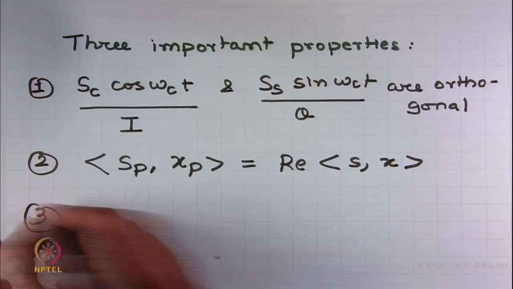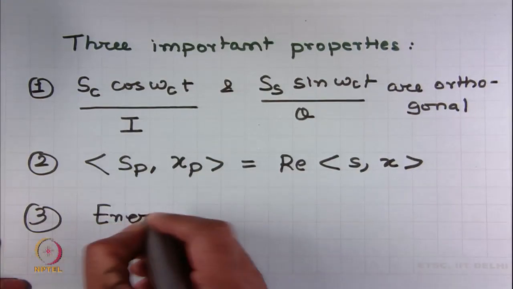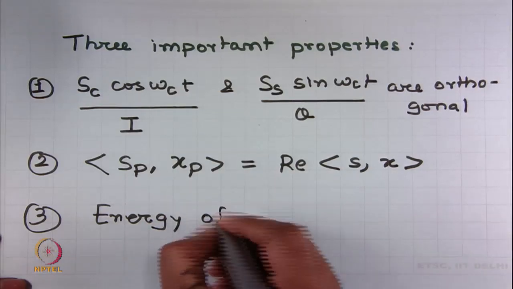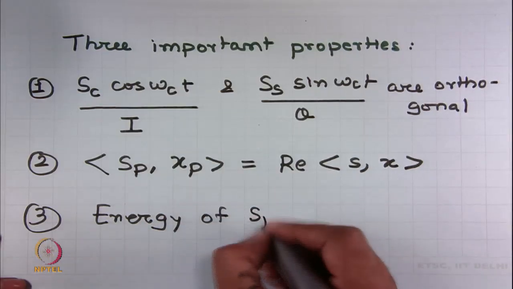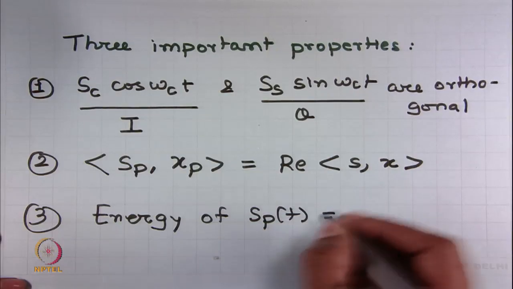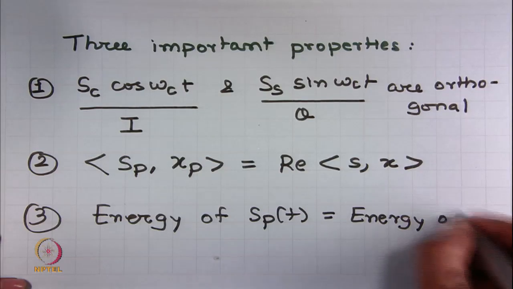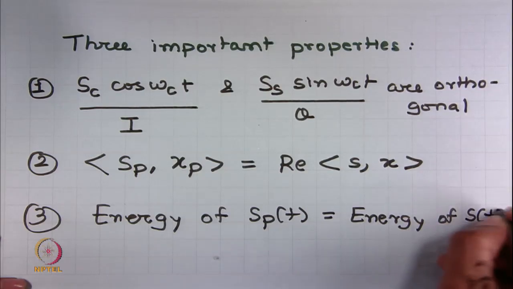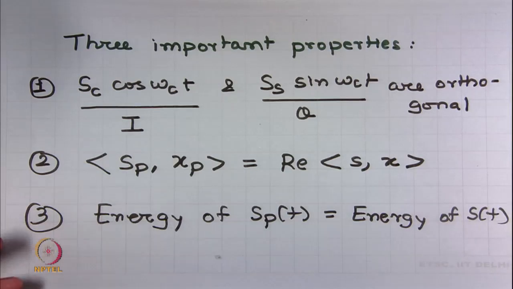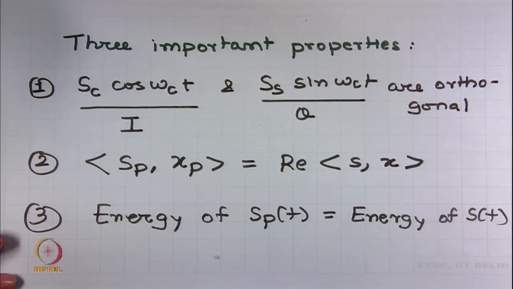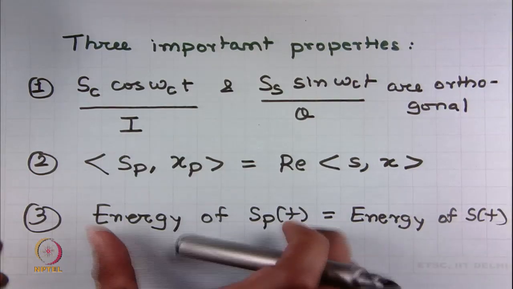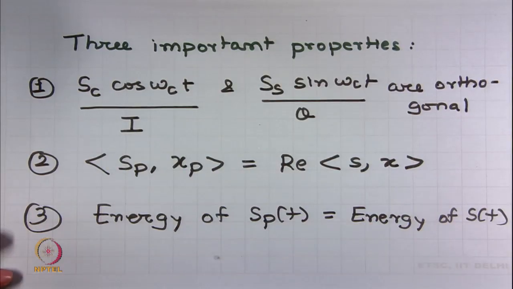The third property that we have to prove is that the energy of the s_p(t) passband signal is the same as the energy of the baseband signal. And this will follow because of the normalization factor that we used, the normalization factor of root 2, and this is to make the energy of the passband signal the same as the energy of its equivalent complex baseband signal.